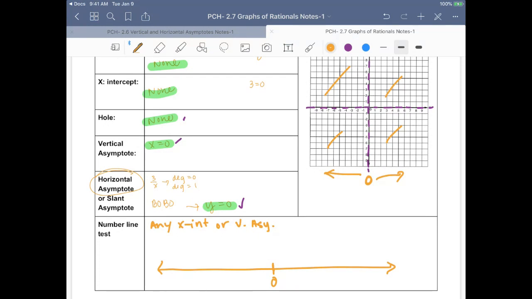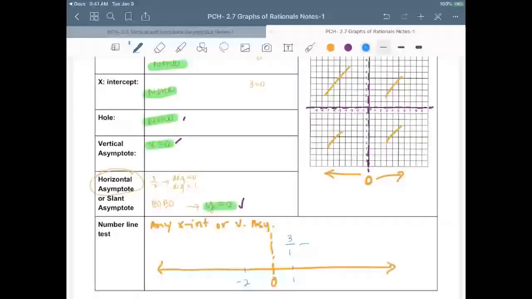What we do is we test a number to the right of the vertical asymptote, and to the left of the vertical asymptote. So to the right, let's plug in something like 1, and on the left, let's plug in something like -2. So into the original equation, 3 over x, my x is going to be 1. Is that value a positive or a negative value?